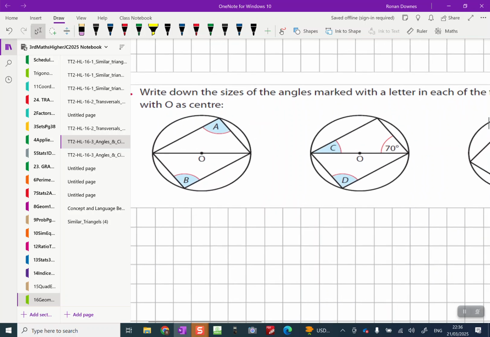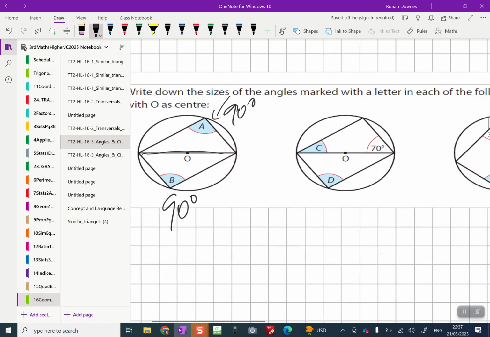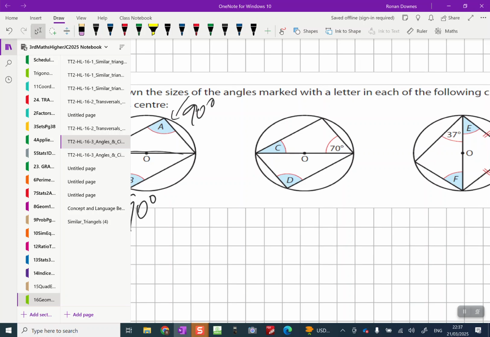Okay, so any angle built on a diameter is 90 degrees. So we'll have 90 degrees here and here. This is a right angle triangle, and so these are complementary. They make up a straight angle. They make up 90 degrees. So C is 20 degrees. And D is 90 degrees. Nice question.